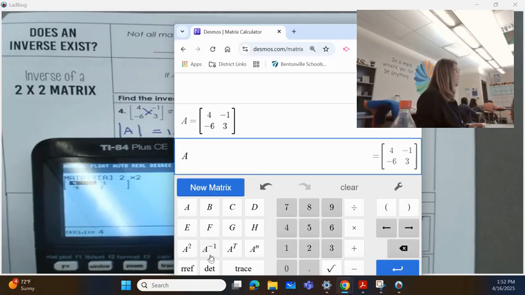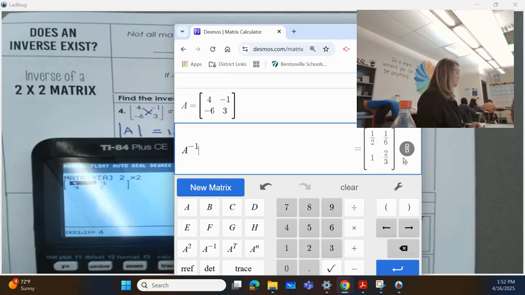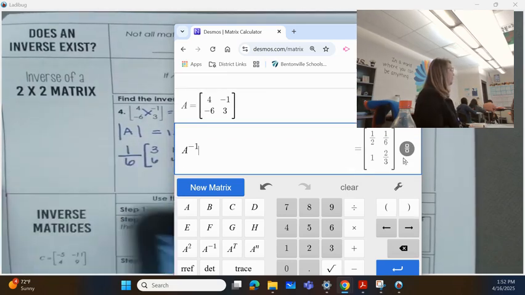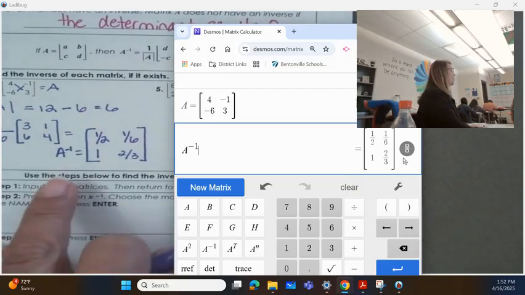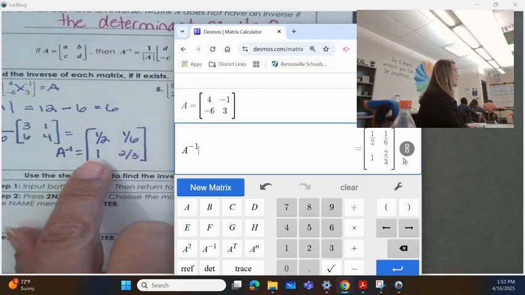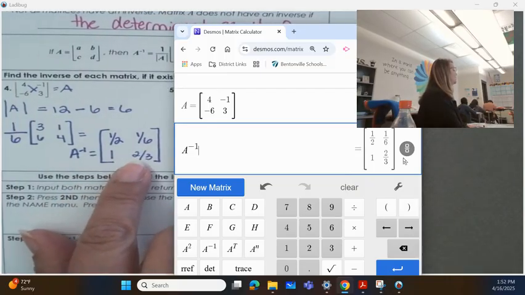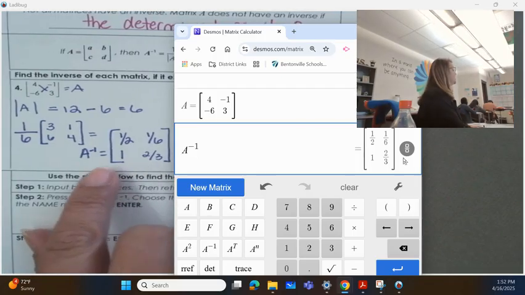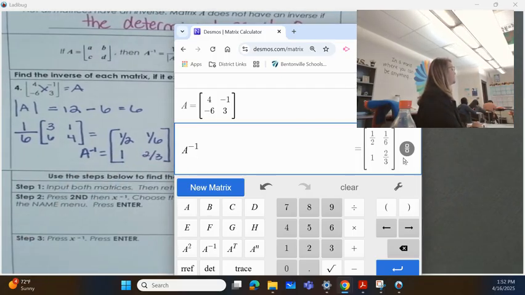and then raise it up here to the -1. Now, I don't like seeing these weird decimals. I want to see my exact fractions. There we go. 1/6, 1/2, 1/6, 1 and 2/3. Is that what we got? Okay. So this notation, A to the -1, means to find the inverse.